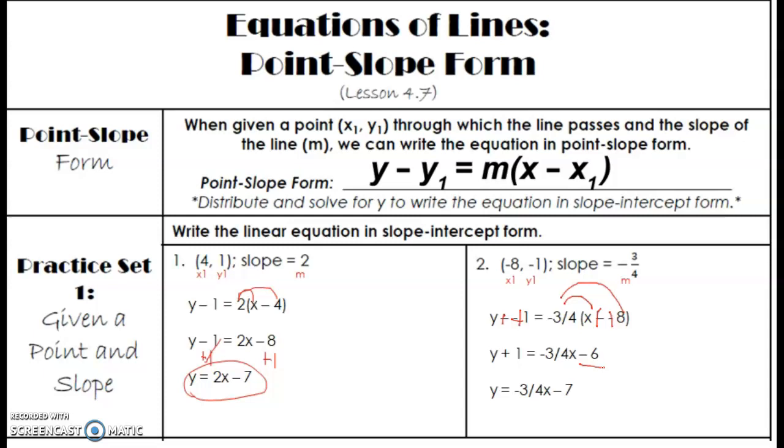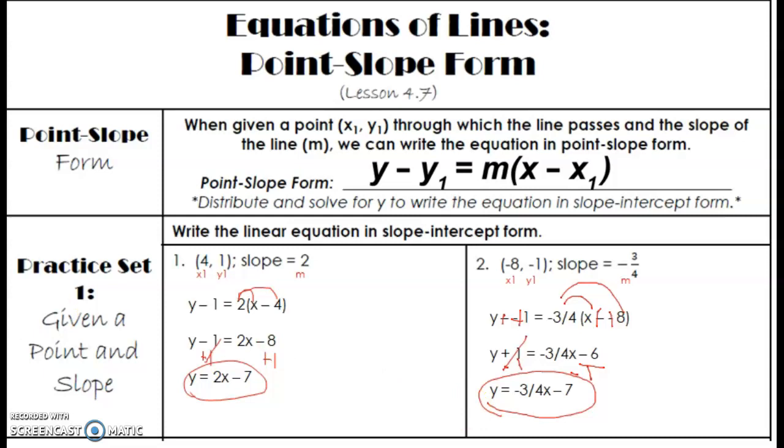Last step, we want to get y by itself, so we subtract 1 from both sides. When we subtract 1, it cancels on the left. We're left with y equals negative 3/4 x, and negative 6 minus 1 is negative 7. Final answer. So it's really nice whenever they give us the slope.